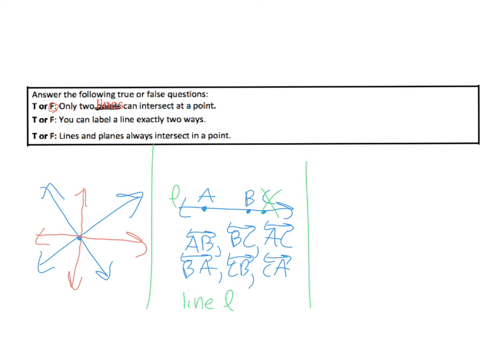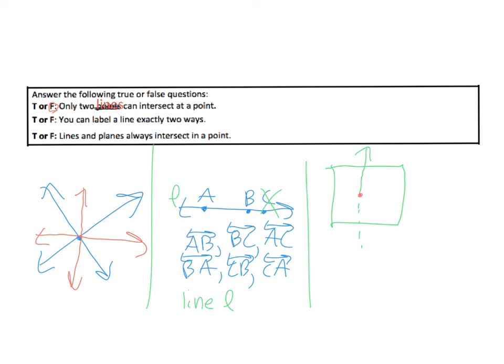Okay, last one. Lines and planes always intersect at a point. So they can intersect at a point. We can have our plane, and then we can have a line going through our plane. Imagine a pencil stabbing through a piece of paper, and it would intersect at a point. We would have this one point where the pencil pierces the paper.